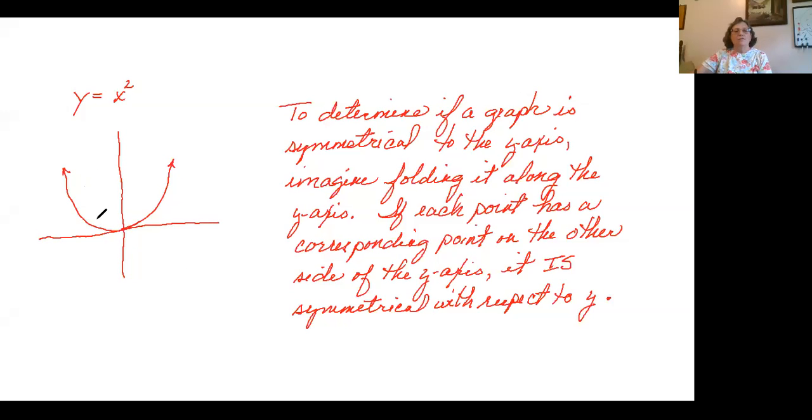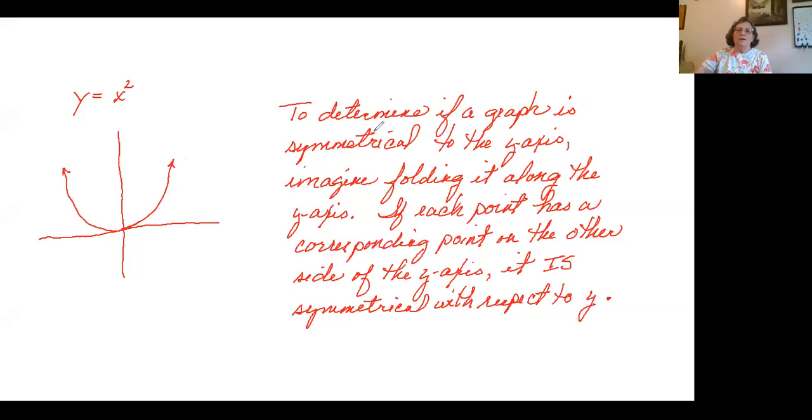Good morning, and let's talk about symmetries of functions. Here we have a parabola, y equals x squared.